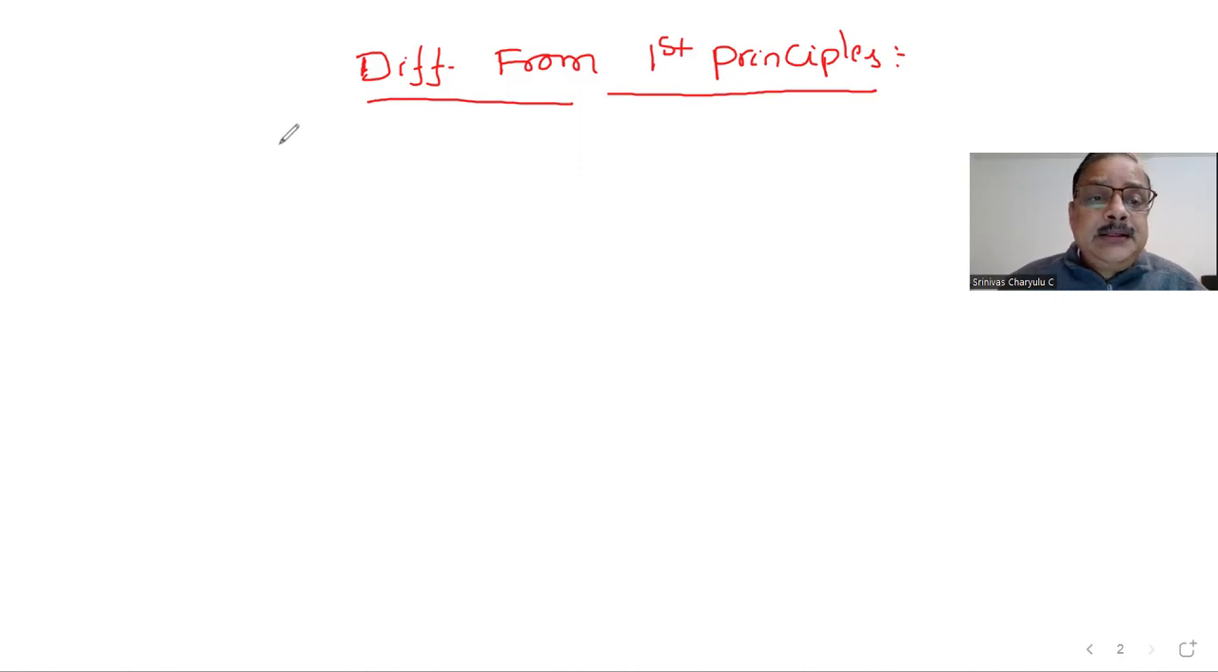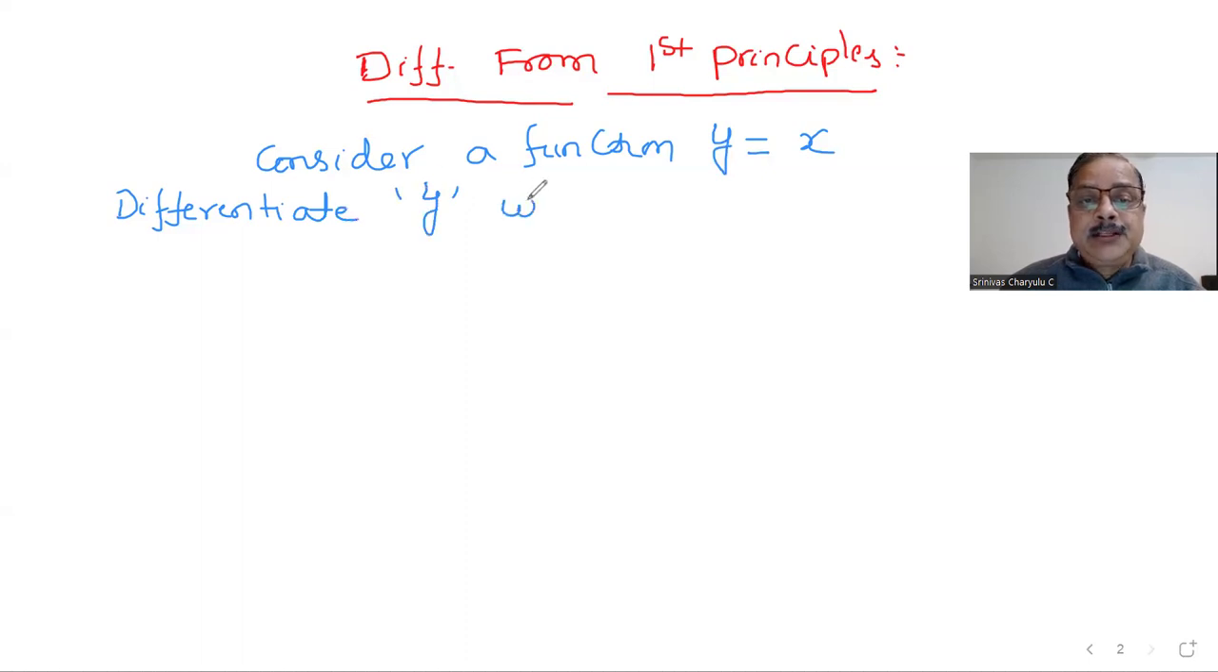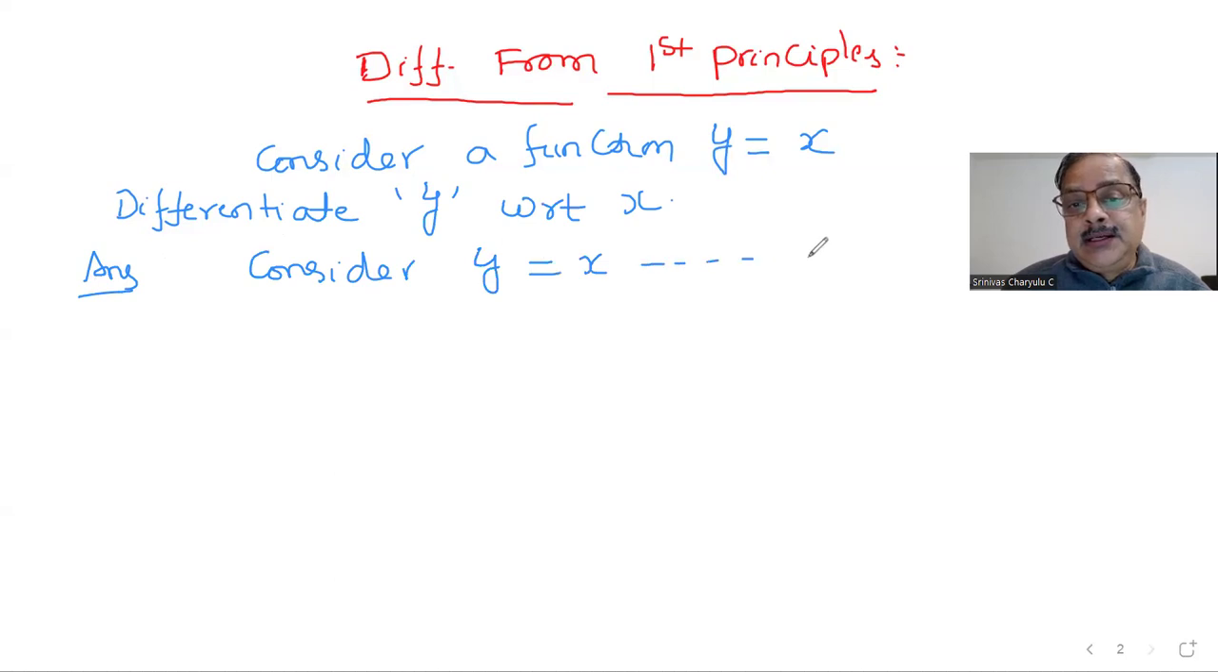Consider a function. Let us consider a function y is equal to, now I am using y instead of f of x. This is y is equal to x. What I am asking, direct question: differentiate y with respect to x. That's what I asked. So how do we solve this? Very simple. Let us consider y is equal to x. Call this equation number 1.